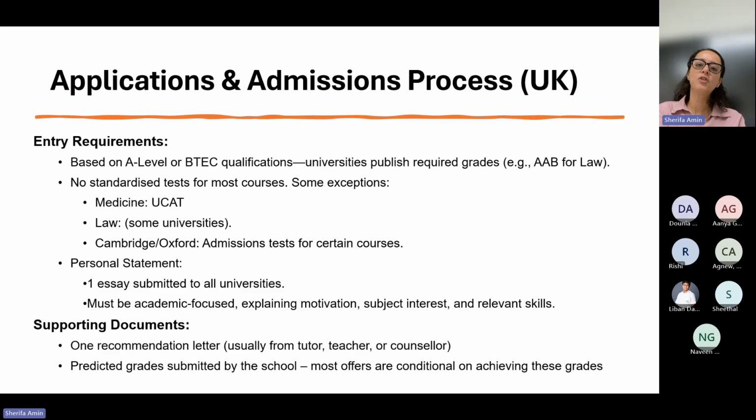So for example, a student who's applying for law, they shouldn't just say, oh, I like arguing and debating, but they should provide evidence of academic interests. So examples that they have read case studies, participated in a mock trial, or done work experience at a law firm. We're going to get into this in more detail when we talk about profile building.